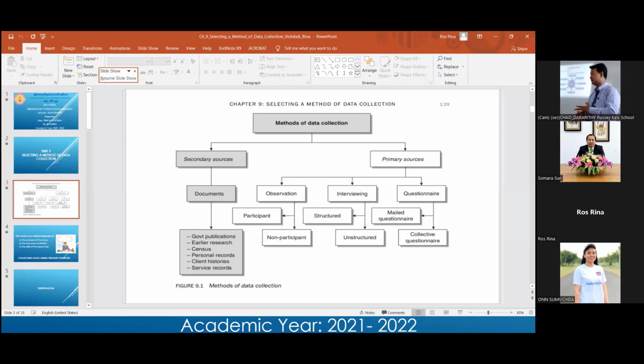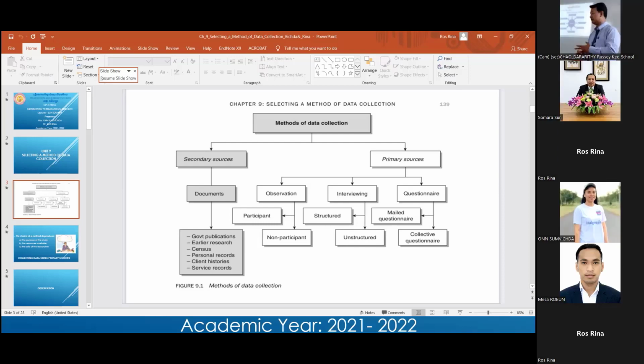For the method of data collection, there are 2 points to consider: whether you want to use a secondary source or a primary source. For the primary source, you need to consider 3 points. First is observation, second is interviewing, and third is questionnaire.